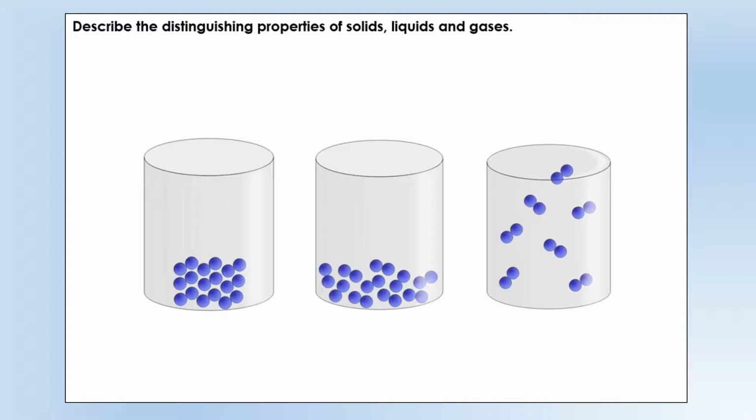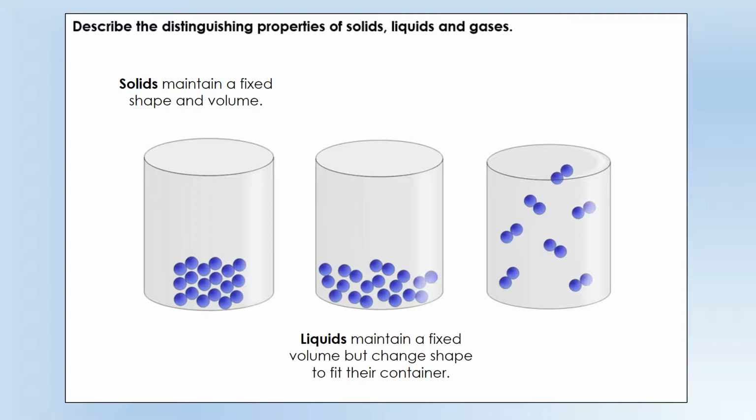So the solid, you can see over here, maintains a fixed shape and volume. So even if we were to take it somewhere completely different, turn it upside down, whatever, it would keep the same shape and it would keep the same volume. Whereas a liquid is slightly different. So it will keep a fixed volume, but its shape can change to fit its container. So if we put it in a different container, it will take a different shape.